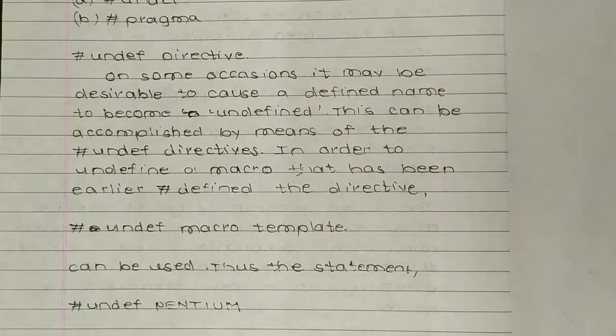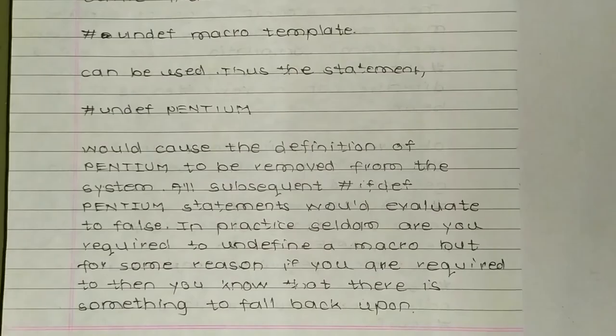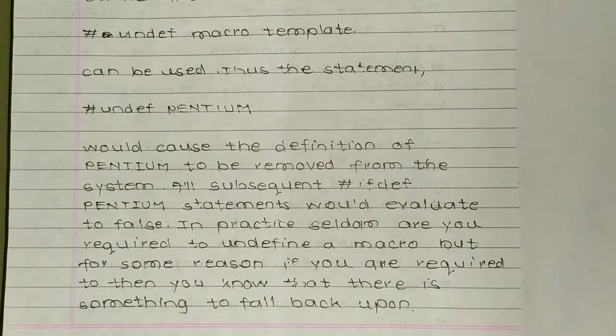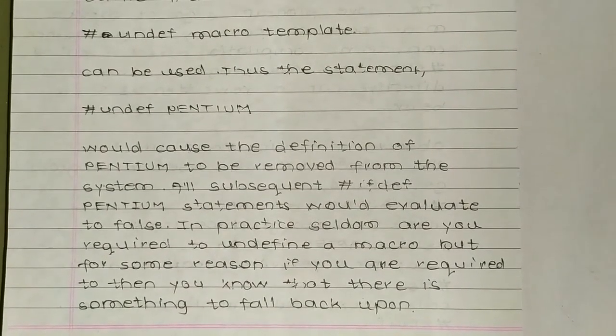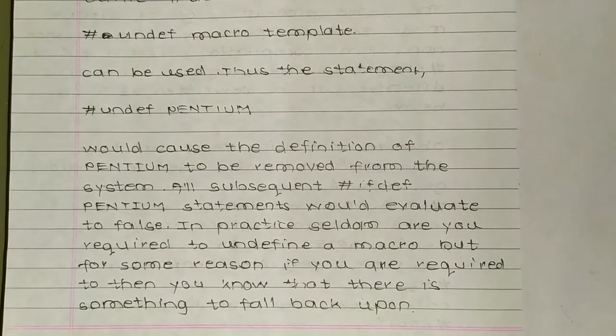It is used to undefine a macro that has been earlier defined. So sometimes we have to undefine it. For undefining, this undef directive is used. Hash undef macro template can be used. Thus the statement hash undef Pentium would cause the definition of Pentium to be removed from the system.